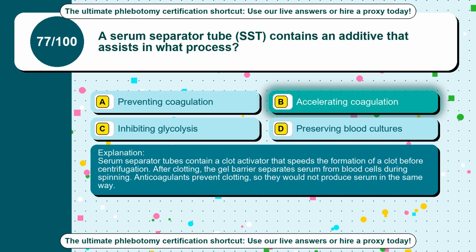Serum separator tubes contain a clot activator that speeds the formation of a clot before centrifugation. After clotting, the gel barrier separates serum from blood cells during spinning. Anticoagulants prevent clotting, so they would not produce serum in the same way.